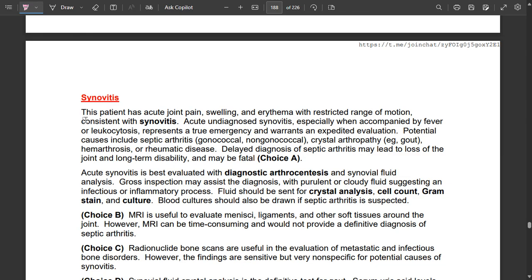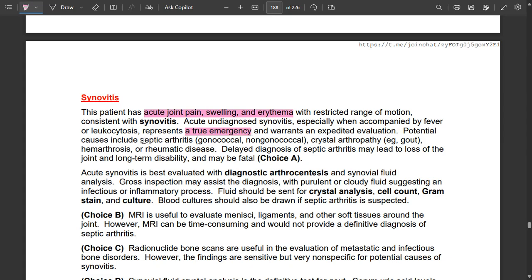Okay, synovitis. This patient has acute joint pain, swelling, and erythema with restricted range of motion. This can be septic arthritis as well. Acute undiagnosed synovitis, especially when accompanied by fever or leukocytosis, represents a true emergency and warrants expedited evaluation.